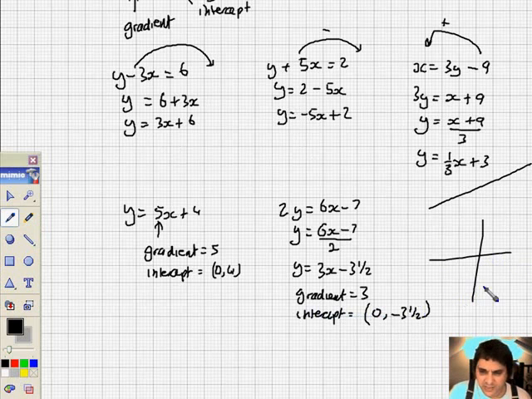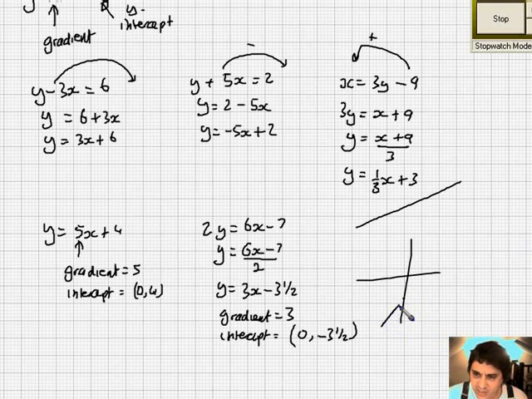the axes. It's going to cross through 0 and minus 3, so maybe there. It's going to have a positive gradient and quite steep, so it might look a little bit like that. And that point will be 0, minus 3.5. And that little gradient there will be 3, because it says so from the equation.